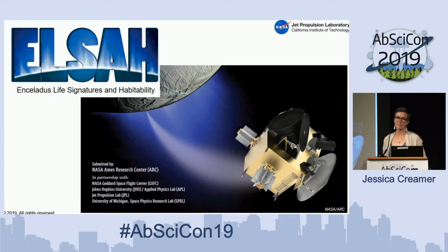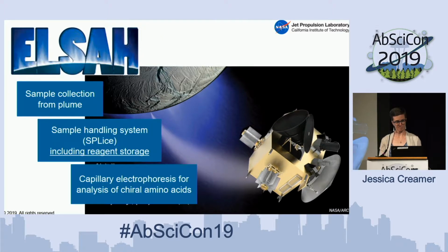Because of the capabilities of this method, it was selected as part of the analysis suite on a New Frontiers proposal called ELSA. This is the Enceladus Life Signatures and Habitability mission, and it's a multi-center collaboration. It's a flyby mission, so it would fly through the plumes and collect sample. That sample would be transferred to a sample handling system, and I think Splice from Ames is going to talk about that next in this session. That sample handling system also includes the reagent storage needed to run the capillary electrophoresis test and analyze for those chiral amino acids.